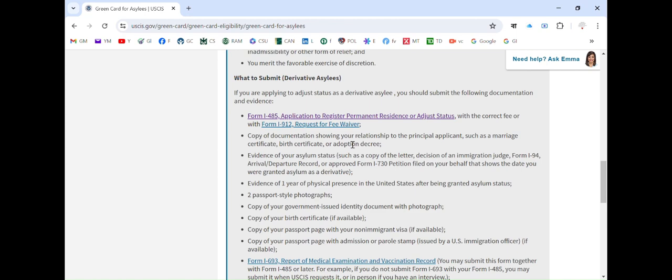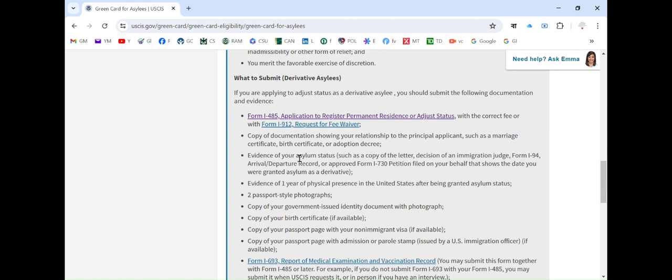Then evidence of your asylum status. So your I-730 was approved, that is the evidence. And also you need a copy of the letter USCIS gave you, the decision of an immigration judge, those things, and Form I-94, arrival or departure record, or approved Form I-730. So whatever paper you have in support of your asylum status granted.